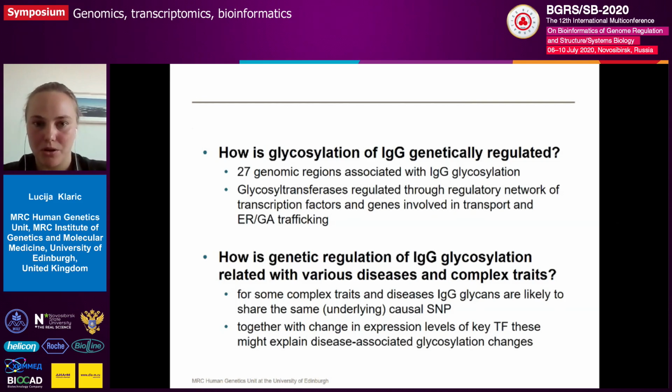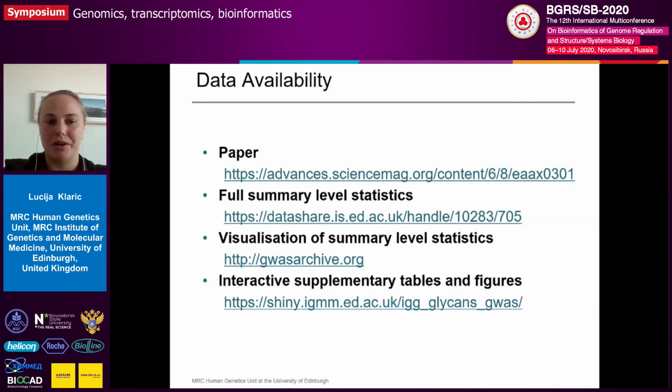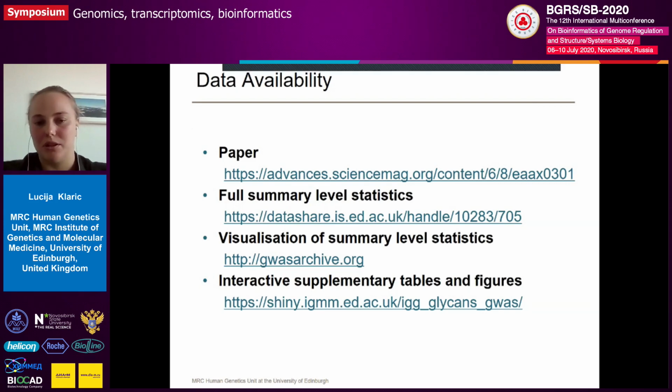But I think we have a talk later today, maybe even right after this talk by Olga Zaitseva, that will address exactly this question. So this work was already published in Science Advances. It's freely available, open access. Full summary level statistics are also published in the University of Edinburgh data share. We created 2 additional easier-to-access archives that you can just click through for your favorite glycan or gene of interest.